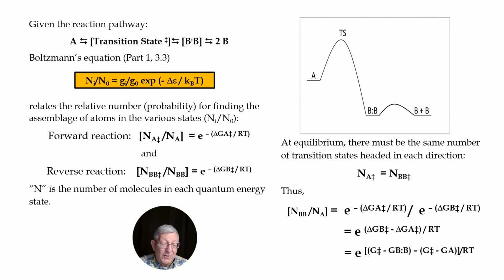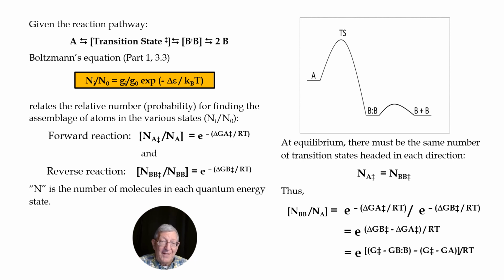And then for the reverse reaction, we've got to consider both of these because we're looking at equilibrium. You've got the same thing with BB, and in this case, I'm looking at the B:B. That would be the solvent cage material, whatnot. And the activation state going to transition there.